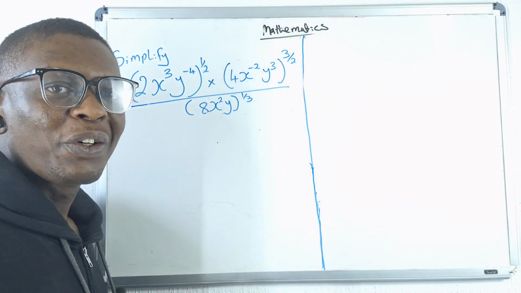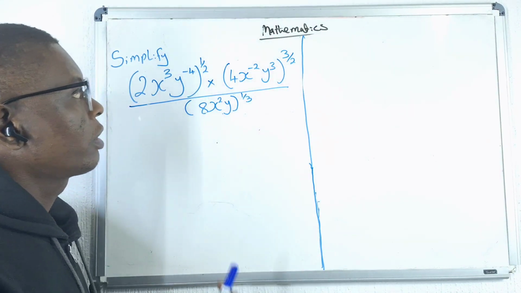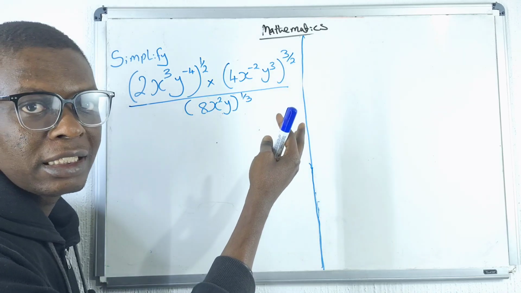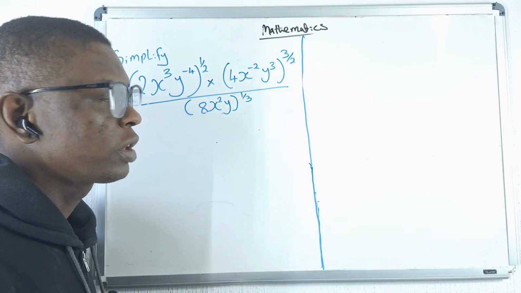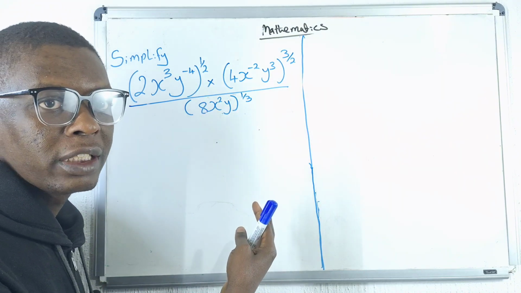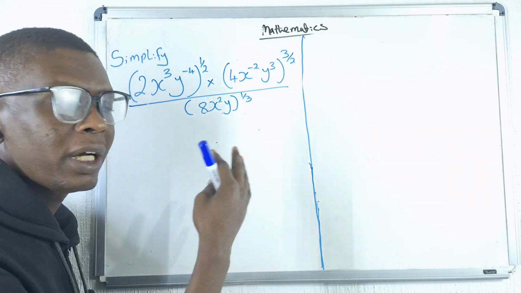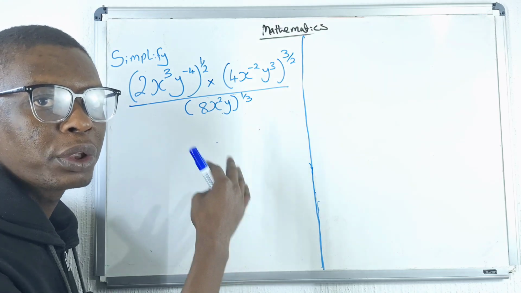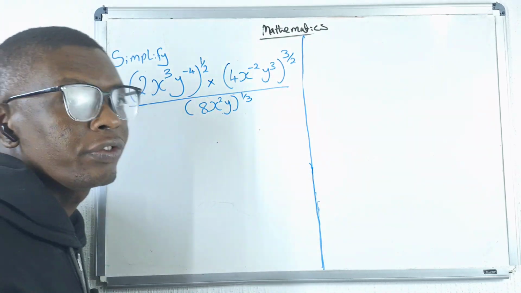Hi viewers, welcome back. We have a question to solve today, and from all looks it is an indices expression, and we are told to simplify it. Without wasting much time, we will go into solving it, but I'm going to take it step by step. For those who don't know much about the rules and how they are applied, I will show you the rules and their application when solving it. So stay tuned as we solve together.